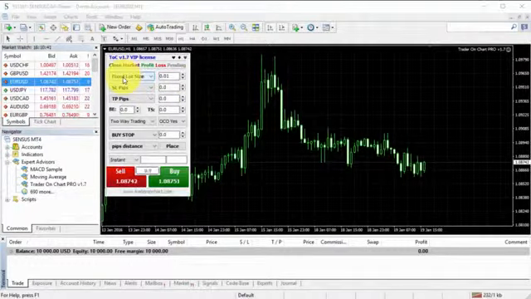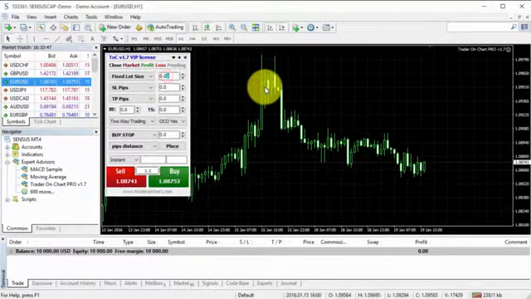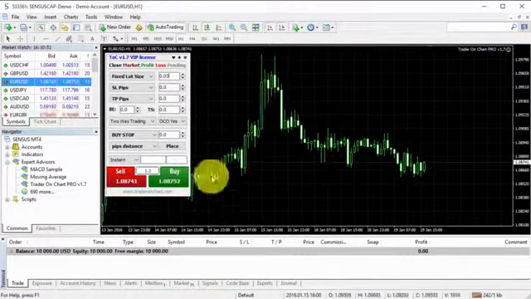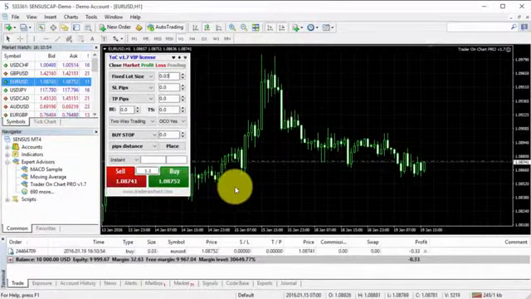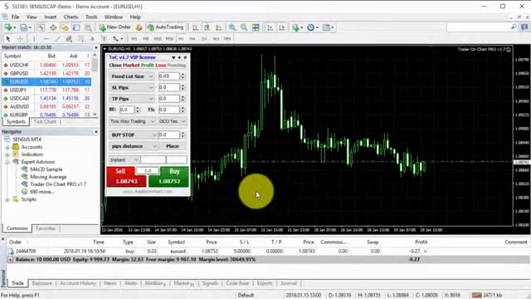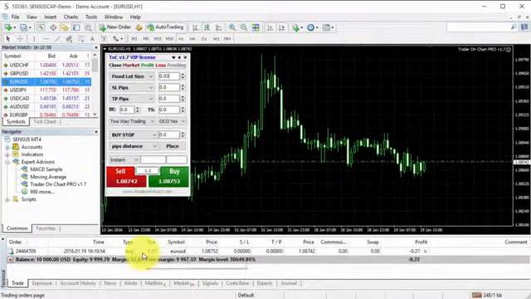Right here you can see we have fixed lot size set, and it's set to 0.01. So let's say I would set it to 0.03, and if we just click the buy button, I will get my trade executed immediately. And obviously it has 0.03 lot size.